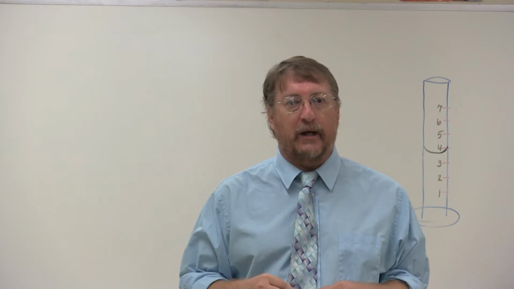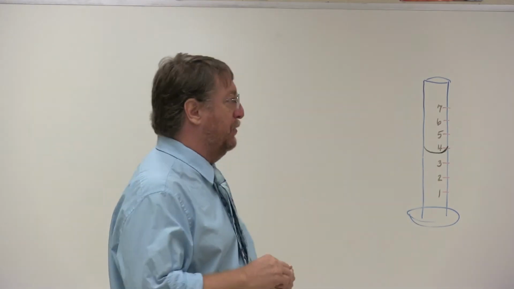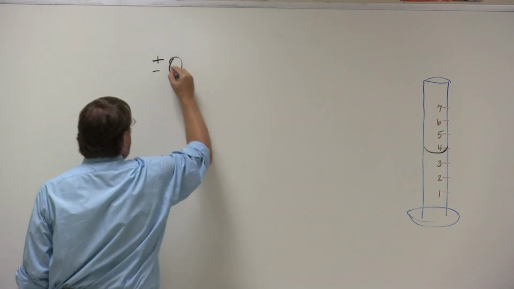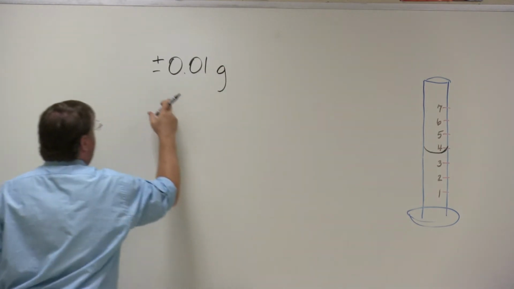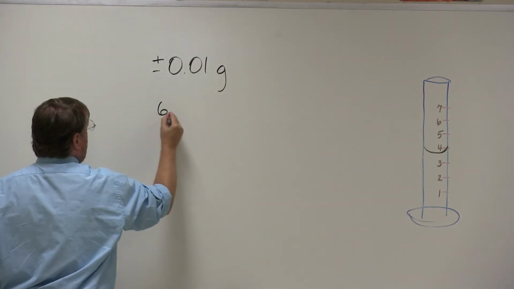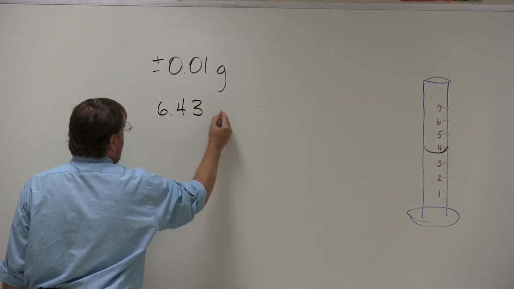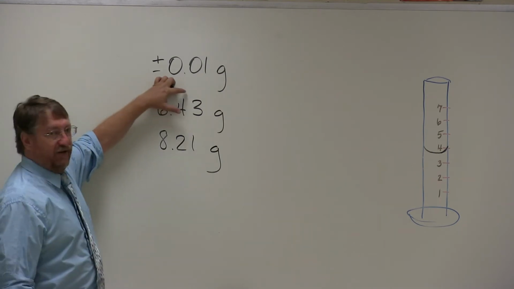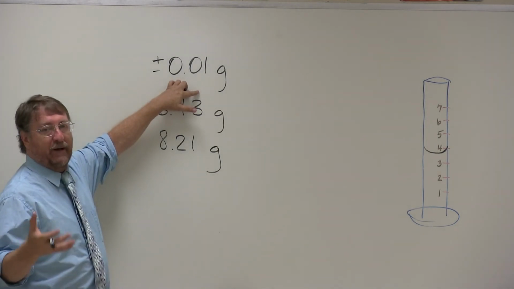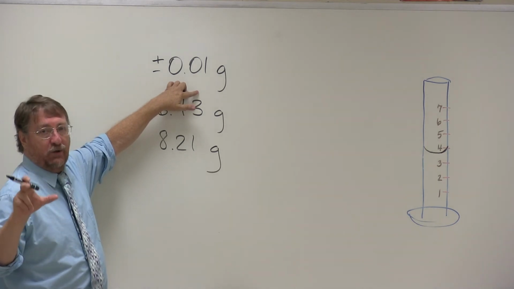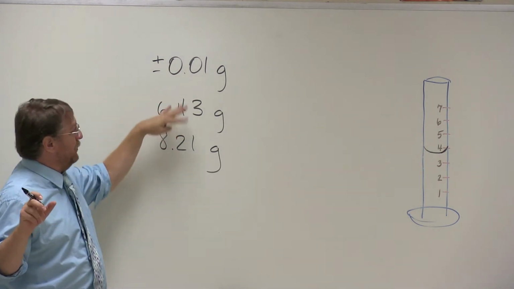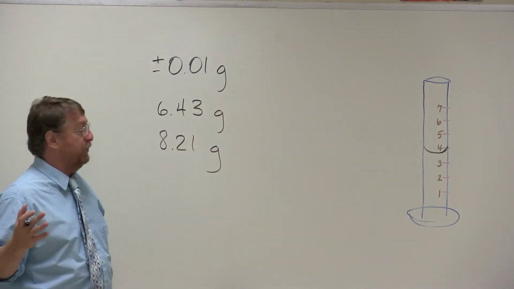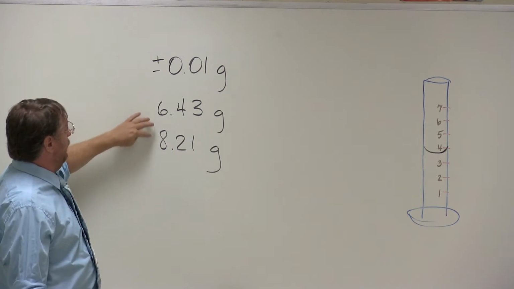For instance, if I go into the lab and I have a balance that is capable of reading to 0.01, we'd say plus or minus 0.01 grams, then our measurements are going to be something like 6.43 grams, 8.21 grams, and we would say we have 3 significant figures. So there's 3 figures that the balance gave us of significance to the measurement. When I start adding these up, I can't have additional digits coming out, or multiply and divide, whatever I'm doing. So there we had 3 significant figures.